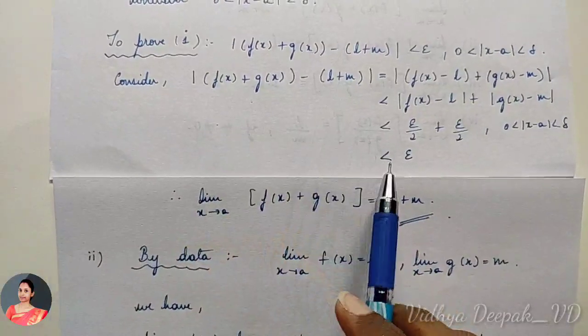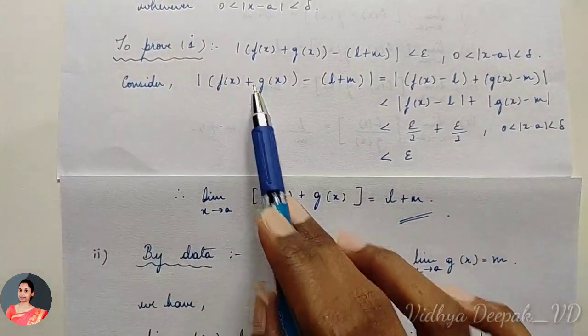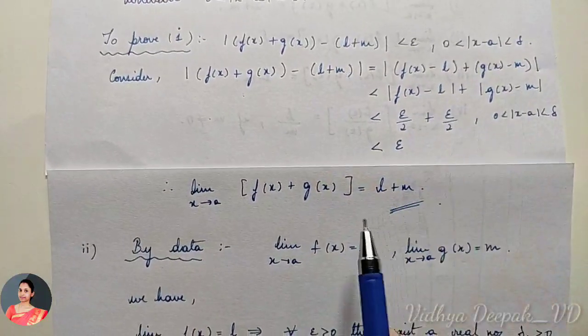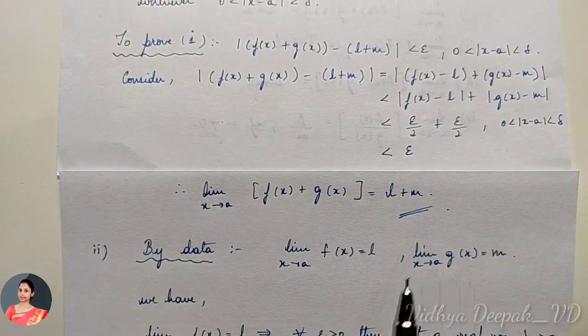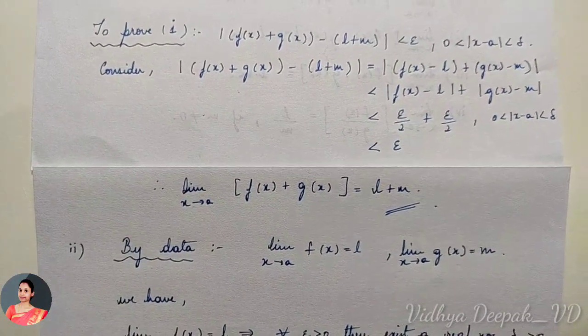See, if this is less than epsilon, we can conclude that limit x tends to a, f of x plus g of x is equal to, we'll bring this to the other side, L plus M. Okay, so the second one you can also prove in the same way.